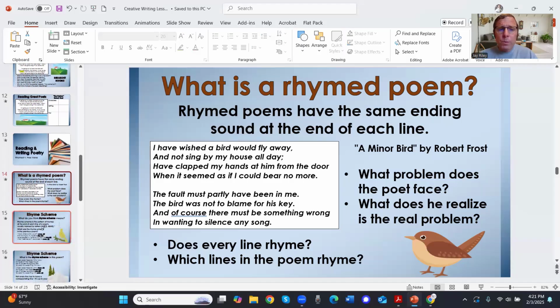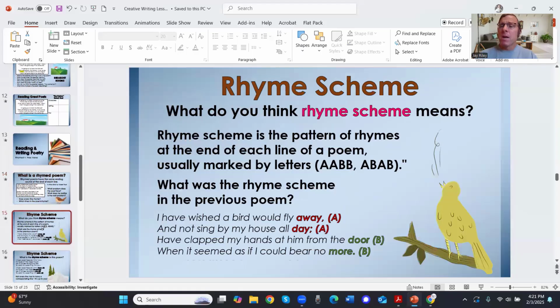So when we talk about rhyme scheme, we're talking about the pattern of the rhymed words. So in this poem, we've got an AABB rhyme scheme: away, day, door, and more. And we can have a variety of different rhyme schemes. You might see ABAB rhyme schemes in poems.